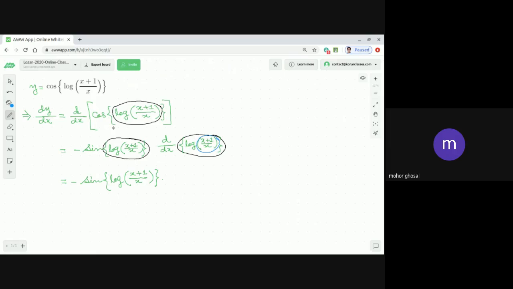Correct? Okay. So now tell me, what is the ddx of log? It's 1 by blue, that means 1 by that blue circled one. So I'll write 1 by that blue circle, into ddx of that blue circle.